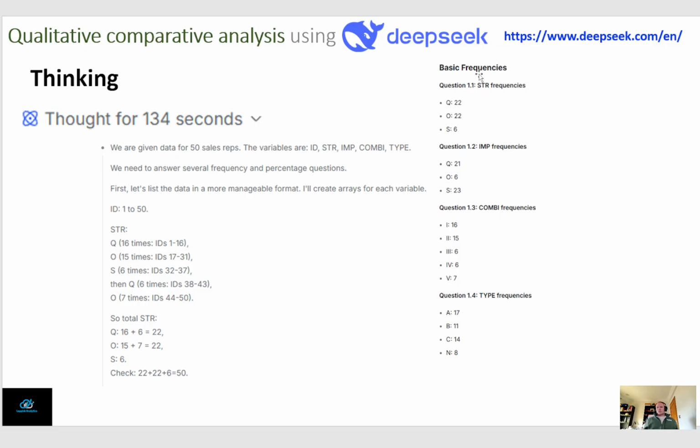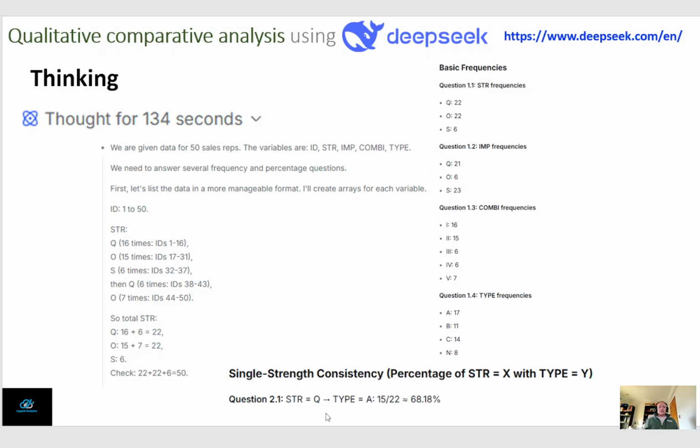Once it was done, it spit out, first of all, the basic frequencies, because questions 1.1 to 1.4 were about basic frequencies. And then it also gave the answers to questions 2.1 until 7.20 in this format here. Which is really cool. It doesn't give only the outcome. I mean, for frequencies, of course, it makes sense that it just gives the outcomes, although in the thinking text, it also explains how it gets to those outcomes, which is really useful.